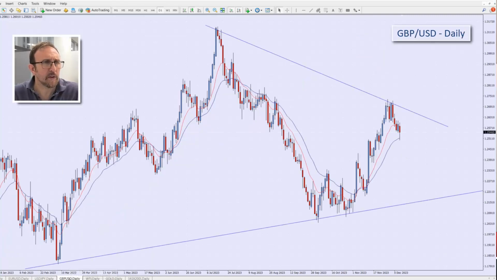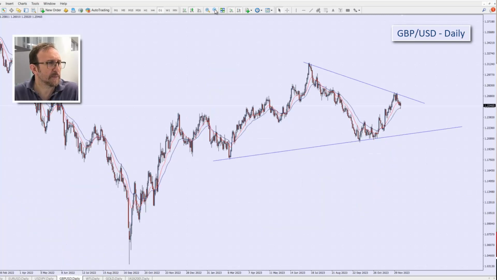All right, let's move along. Let's have a look at the GBP USD. Let me just zoom out a little bit here. I just want to see what I'm looking at.